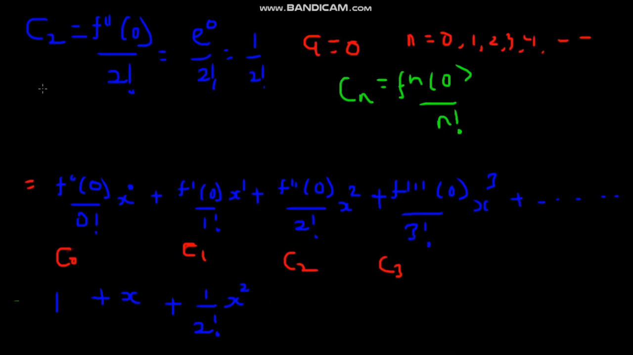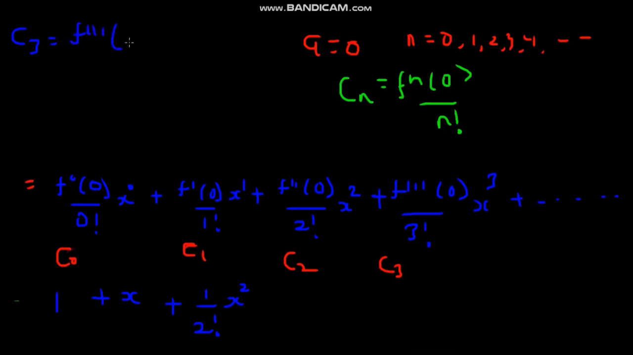So now let's do the third one also, that's c sub 3. I have c sub 3 equal to the third derivative of the function at 0 over 3 factorial, and the third derivative of the function will still give me e to the power x. So that will give me e to the power 0 over 3 factorial, so this will be 1 over 3 factorial. I'm going to put this in place of what I have here. So I have plus 1 over 3 factorial times x to the power 3.